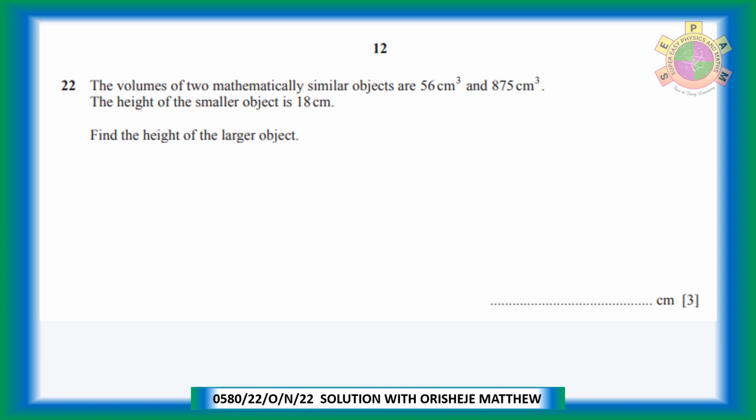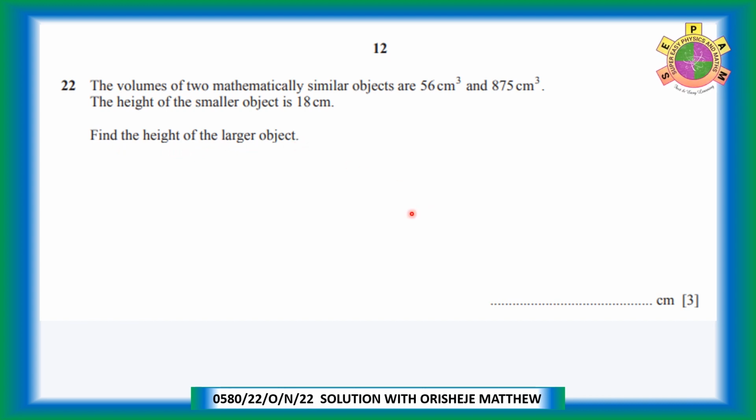Question 22. The volumes of two mathematically similar objects are 56 cm³ and 875 cm³. The height of the smaller object is 18 cm. Find the height of the larger object.